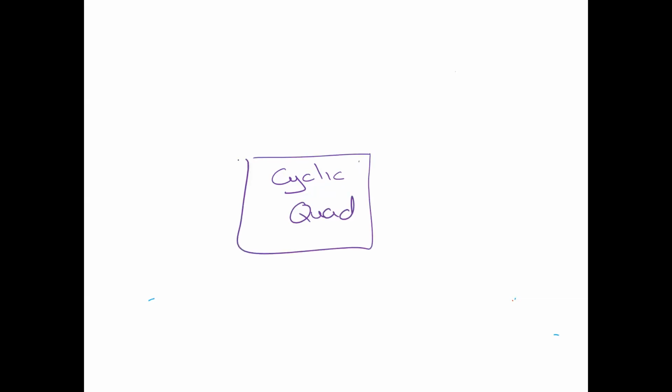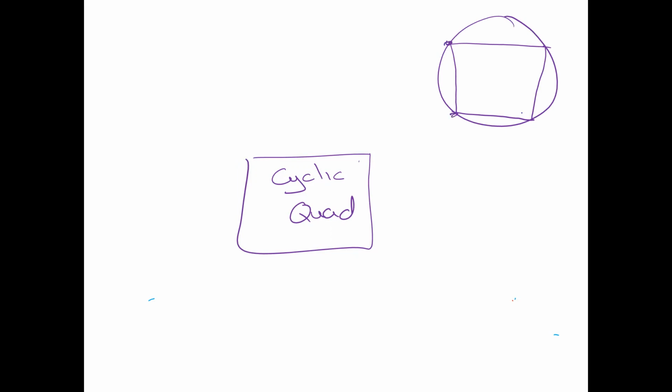So if you see this word cyclic quad, what do you understand by that? Opposite angles of a cyclic quad equal 180 degrees. Okay, before I go there, what is a cyclic quad? It's a quad that fits in a circle. All four points touch the circle. Yes, sir. Four points must touch the circle.